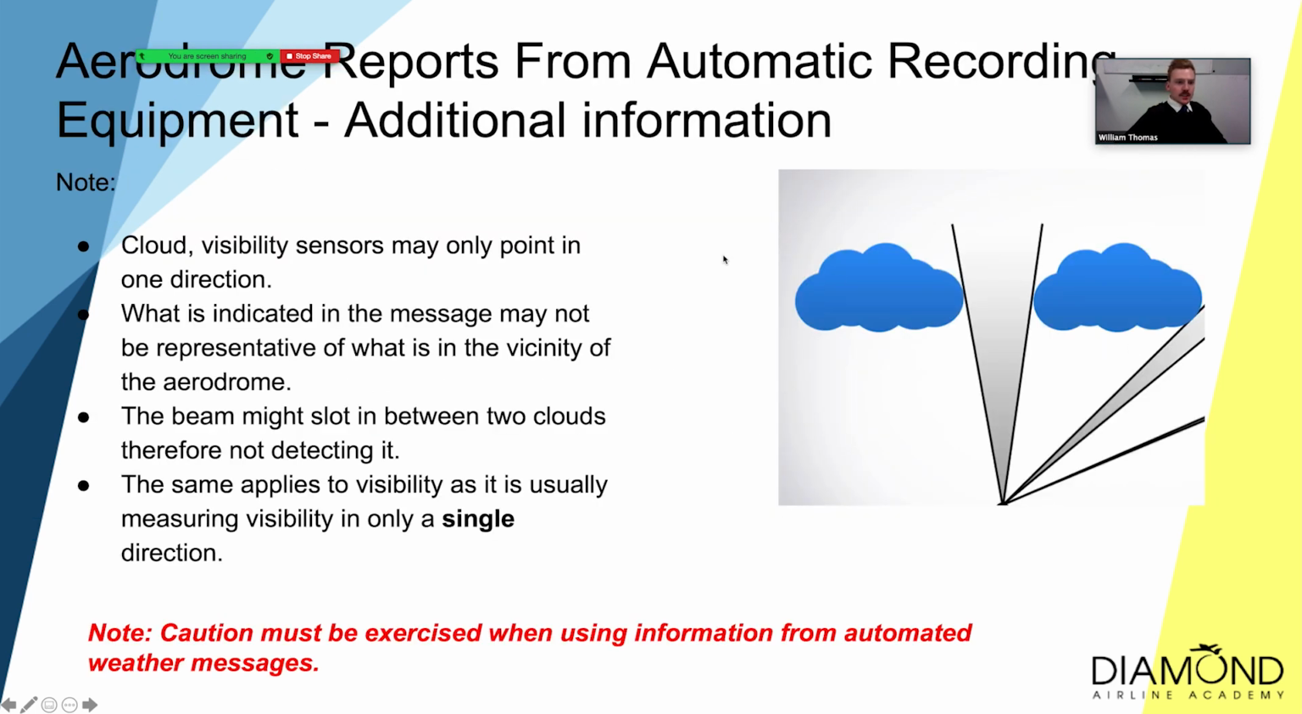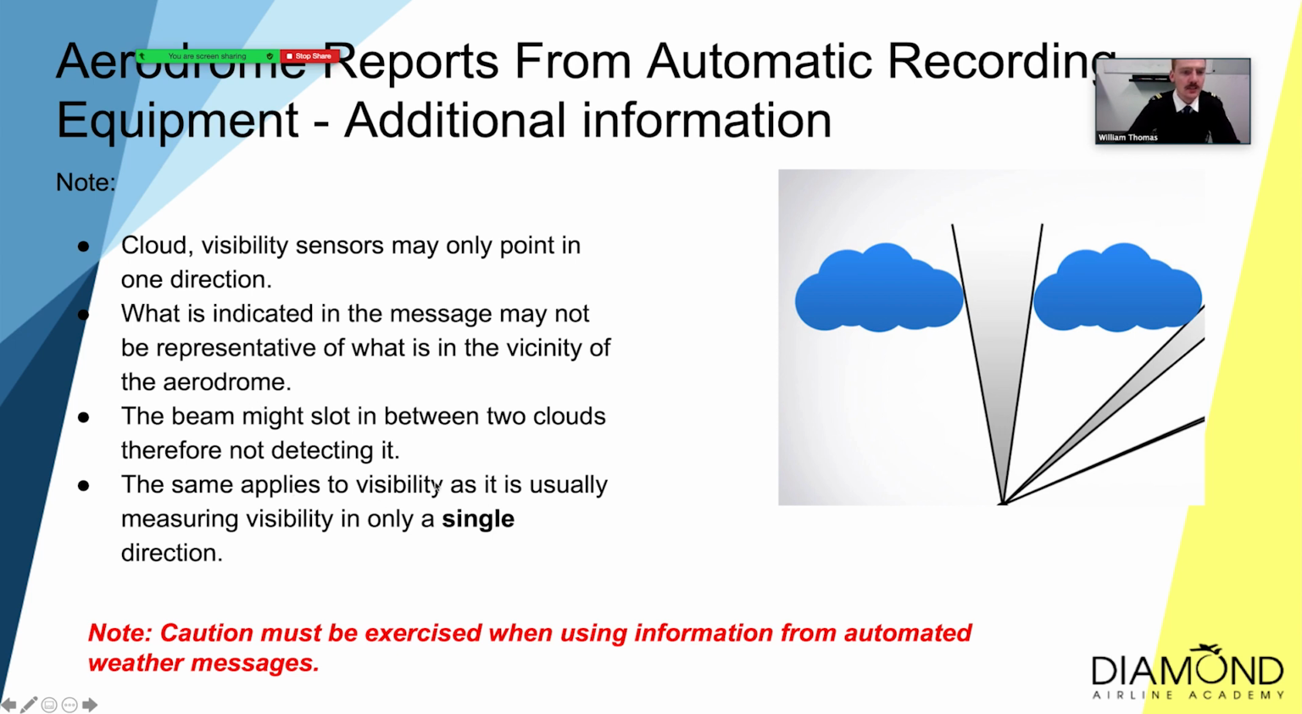All right, additional information. Cloud and visibility sensors may only point in one direction. What is indicated in the message may not be representative of what is in the vicinity of the aerodrome. After all, it is automatically generated using sensors. They tend to be very good, these modern systems. However, they may not be perfect. Not as good as a meteorologist looking out of the window and generating the METAR for us, like we would have at our larger aerodromes such as Melbourne Tullamarine. So we just need to keep that in mind whenever we're relying on an automatic METAR. However, 9 times out of 10, they're really good.